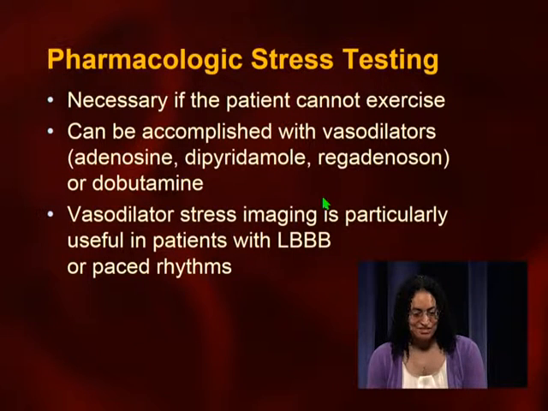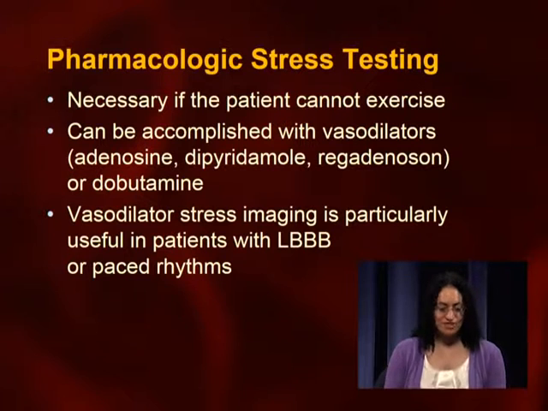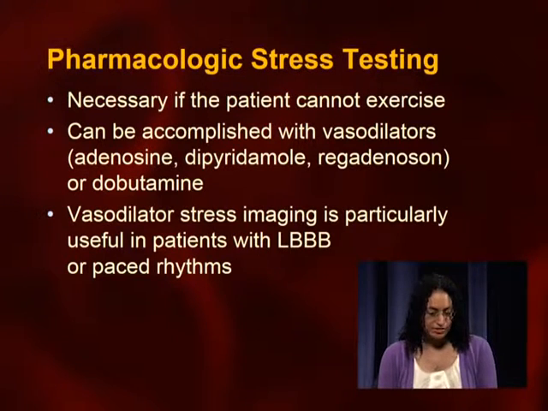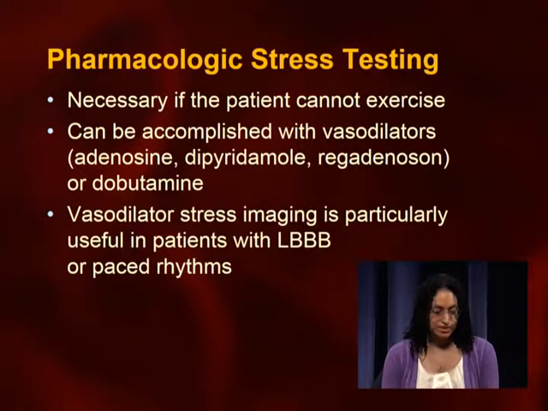Okay, pharmacologic stress testing, we know it's necessary if the patient can't exercise. The vasodilators that are used are adenosine, dipyridamole, and regadenoson. And then there's dobutamine. The vasodilator stress imaging is particularly useful in patients with left bundle or paced rhythms. Dobutamine doesn't do as well with those patients. It causes some imaging artifacts.